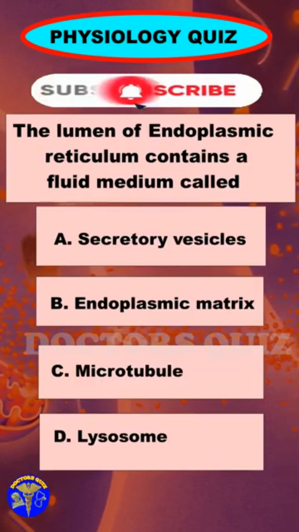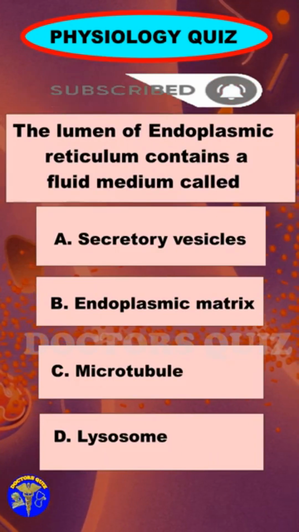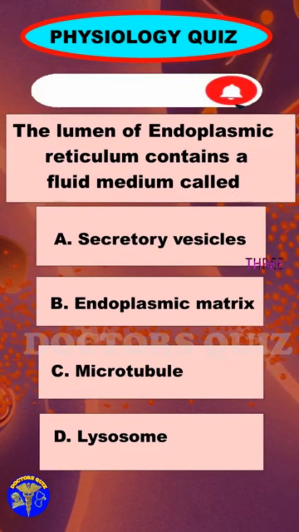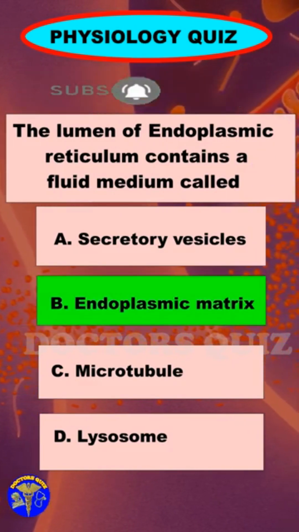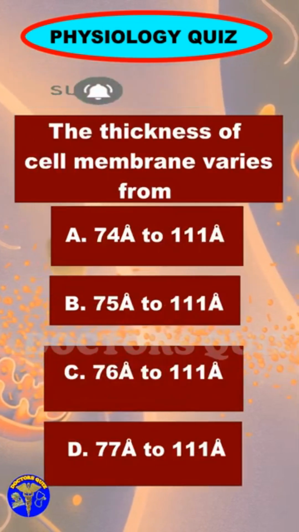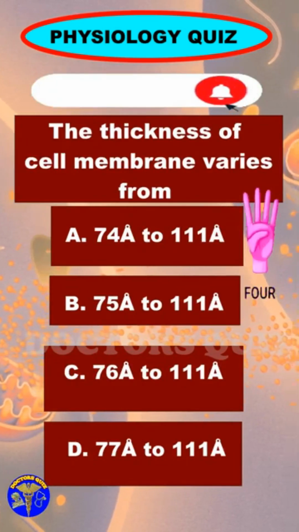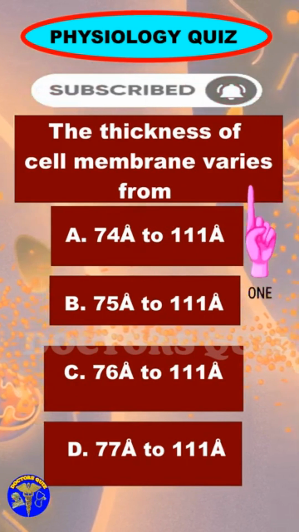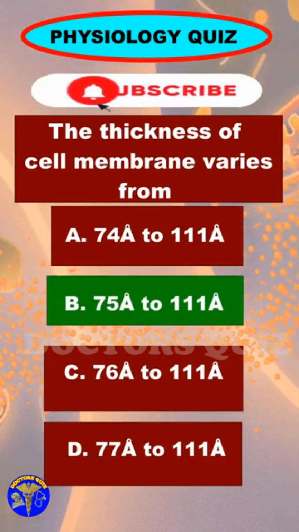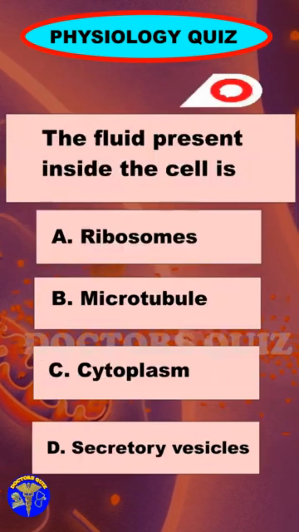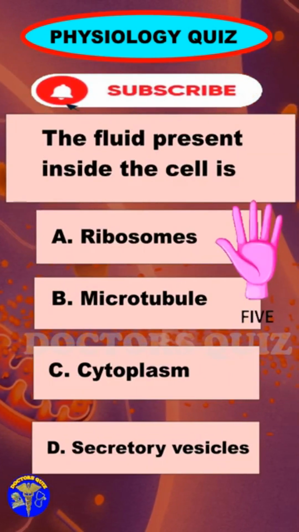The name of the intermediate filament protein found on the epithelial cells is keratin. The lumen of endoplasmic reticulum contains a fluid medium called endoplasmic matrix. The thickness of cell membrane varies from 75 angstrom to 111 angstrom. The fluid present inside the cell is cytoplasm.